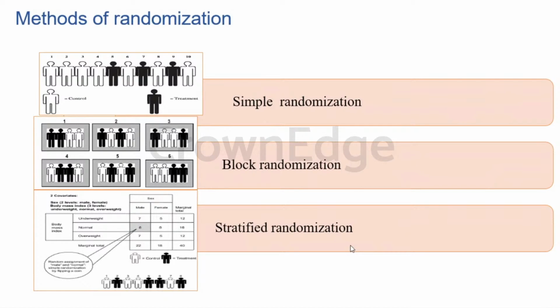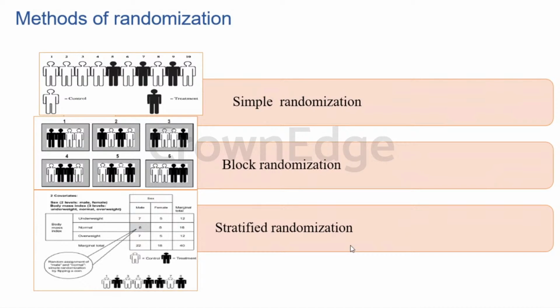So in each block there are two black mannequins and two white mannequins, isn't it? Just the order of the black and white mannequins is different. Then you are going to randomize the blocks. Instead of randomizing the people, you're just going to randomize the blocks. That is block randomization.